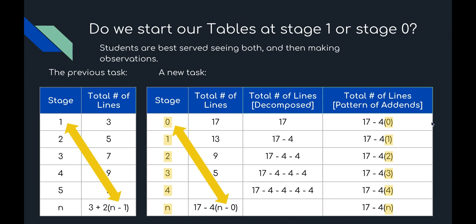Notice that whatever is deducted from the variable is the same as our initial domain value. Also notice that the constant is the same as our initial range value. So ultimately, it doesn't matter where we start the table, as long as we recognize that whatever our starting term is, we're going to use the domain value inside the parentheses, and we're going to use the range value as the constant.